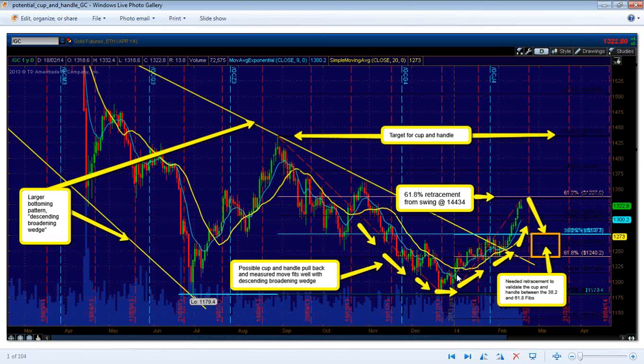And as we came down and tested and put in that double bottom down there at 1179.50, it actually was in the process of coming up and testing the upper line and breaking it, coming up and creating this potential cup and handle formation.